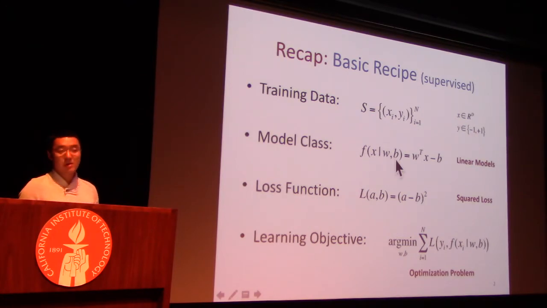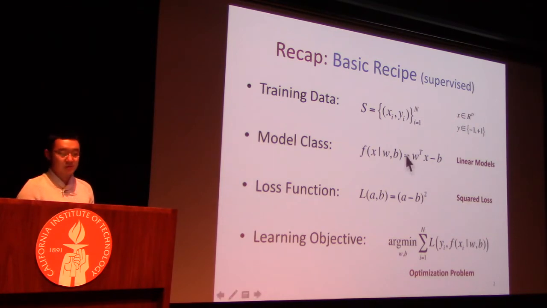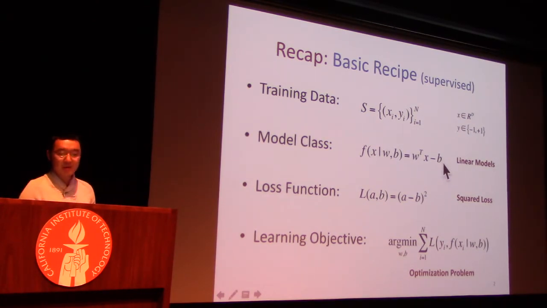We are going to choose a model class. Here we're going to still stick with linear model classes, which basically means that the scoring function is a linear function of the input features x, possibly with a bias or offset term denoted by b. And by linear, I simply mean that the scoring function is a linear dot product, right?